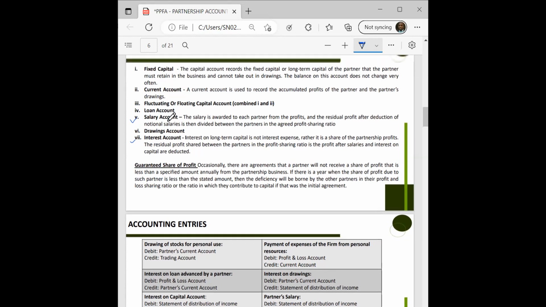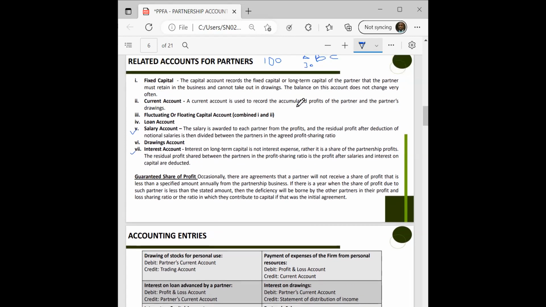Let me take that again. The total profit, if they have removed salary before, you add it back to get the total profit. Before you start sharing the profit to the partners, you must remove the salary that you are paying, the interest that every one of the partners has taken. After you have done this, whatever is left.